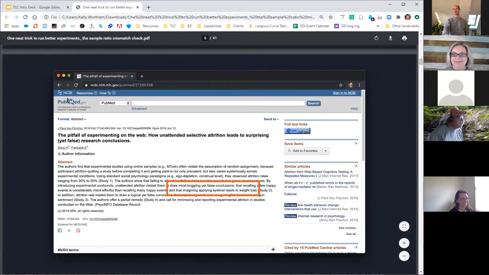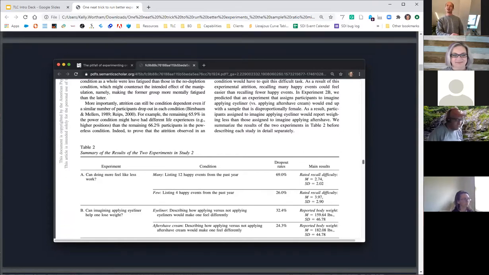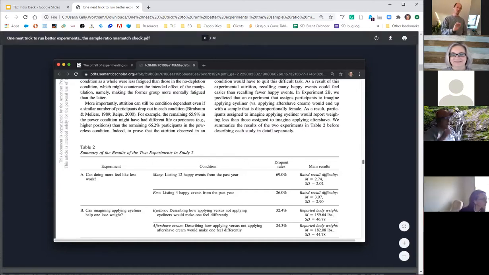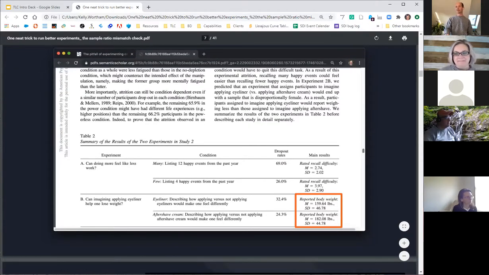And they actually have some evidence for that in the next slide, because in table 2, they have experiment B, can imagining applying eyeliner help one lose weight, where the control condition is describing how applying versus not applying eyeliner would make one feel differently. So this is a survey online where they ask people, please tell us how you would feel about applying eyeliner. And in the treatment condition, so the B in this experiment, they asked in the survey, describe how applying versus not applying aftershave cream would make you feel differently. Now, the only difference between these two is they're both online surveys where people can answer questions for a small amount. I think they're using Mechanical Turk or some similar tool. And the only difference between these two questions is whether you're applying eyeliner or whether you're applying aftershave cream. And then if you highlight the results, you can see that the reported body weight is in pounds.